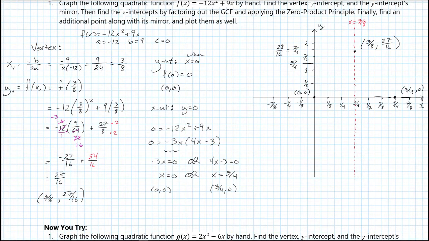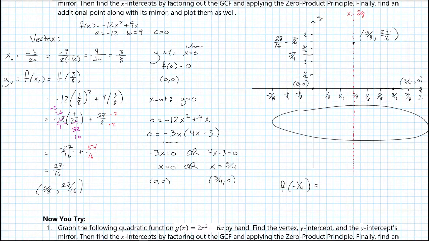And then the problem says to find 2 more points, find an additional point along with its mirror. So I want to find something like where x is negative. I want to plug in f of, now there's no rule here, you could plug in a different x value. But I want to get something that's down in the bottom half here to help me graph this a little bit better. So if I plug in -1/4, I'm going to have -12 times -1/4 squared plus 9 times -1/4.